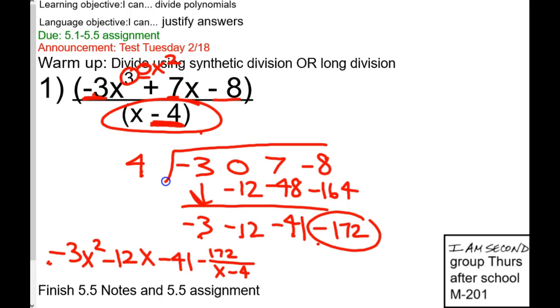Now, if you don't like this way, and if you are good at the long division, you can still do long division. That's fine. So, here's the deal. On the assignment for 5.5, yesterday we were supposed to have been working on that, and today, I'm still giving you some time. The back, I want you to try synthetic division, but if you're a pro at long division, be my guest. They're both going to give you the same answer.